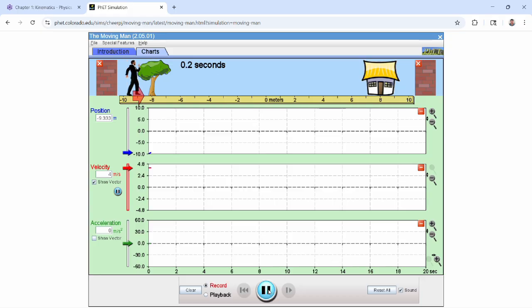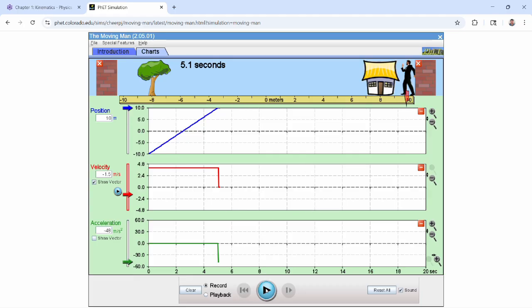So in 5 seconds he'll reach the end. And I'll have him come back at a slower speed of minus 1.5 meters per second. I can't do in my head how long this will take. Maybe 15 seconds, we'll see.